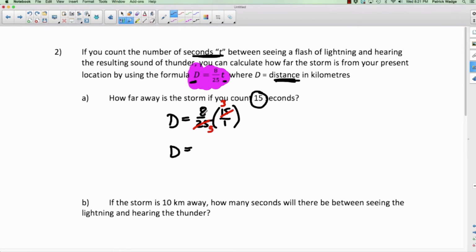So we multiply across the top. 8 times 3 is 24. We multiply across the bottom. 5 times 1 is 5. And there's an answer.